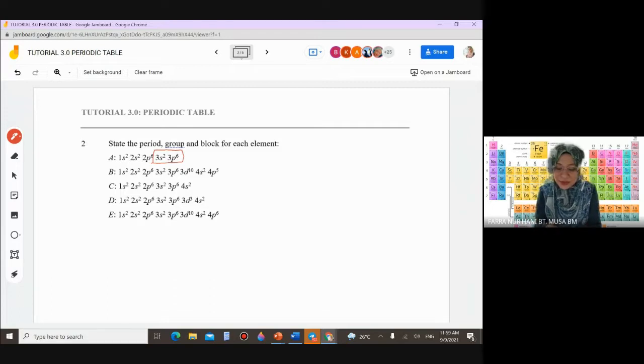Mana valence elektron dia sebutkan? Untuk A. 3s2 3p6. Correct. Aisyah Amira baru masuk. Mana valence elektron untuk B? Aisyah Amira? Untuk B mana? Tulis. Untuk B, where is the valence electron?